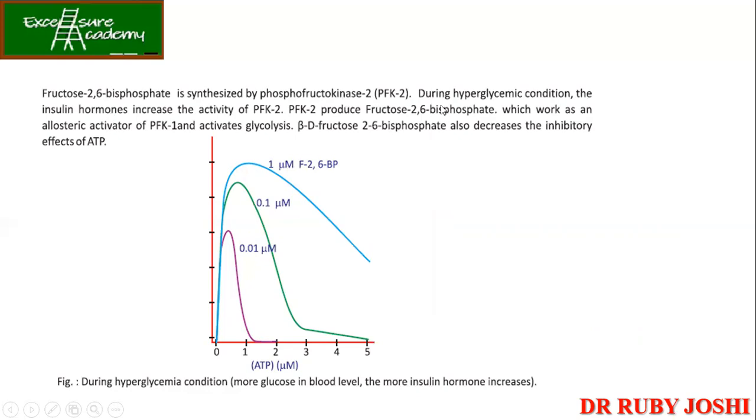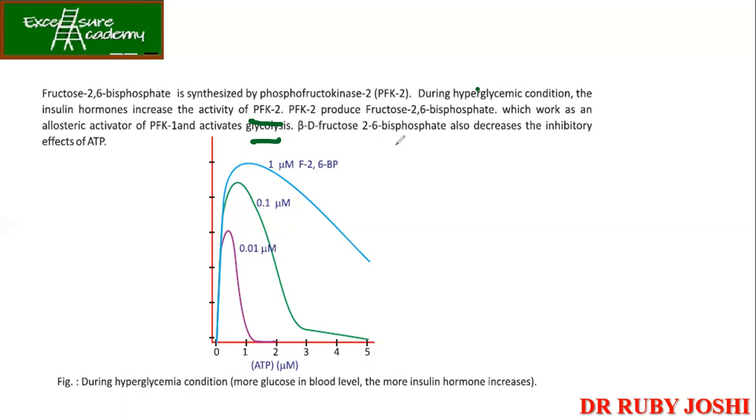So during hyperglycemic condition, again you have got the glucose concentration high. The insulin hormone increases the activity of PFK2. Now PFK2 produces fructose 2,6-bisphosphate, which works as an allosteric activator of PFK1 and activates glycolysis. Right? Because look, your glucose condition is high, so what will happen? Your insulin will increase. What is insulin doing? It is increasing the activity of PFK2. With the increase in PFK2 activity, what will happen? Your PFK1 will also get activated and glycolysis will happen.